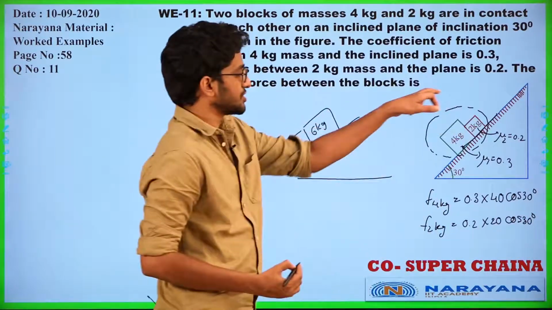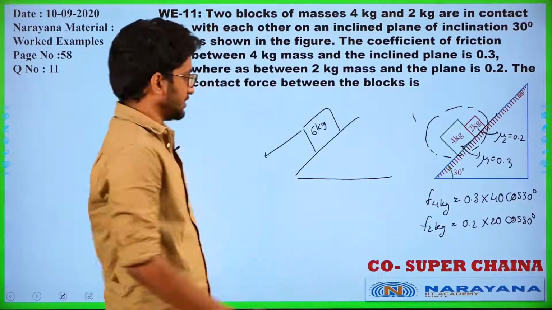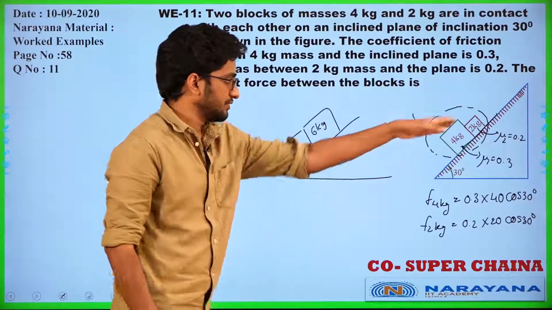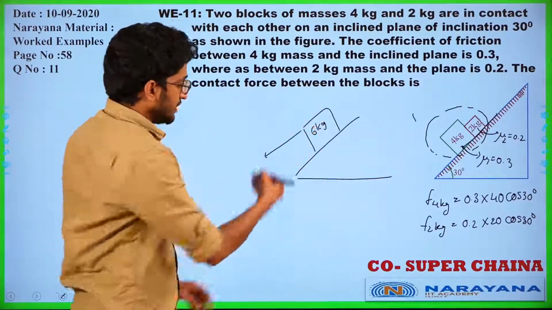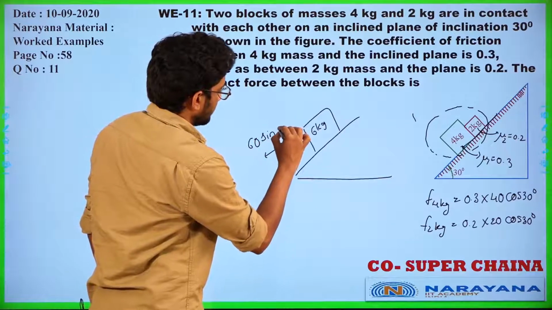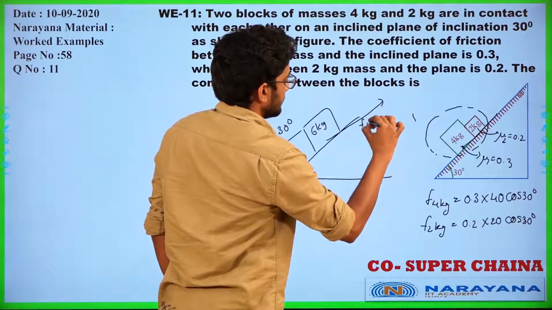So I can say on this total block of 6 kg mass, there are two frictions acting, the sum of these two frictions, right? On the 6 kg block, the weight of the 4 kg and the weight of the 2 kg along the plane is also acting. So that is mg sin theta. And two frictions are acting, let's say they are F1 plus F2.